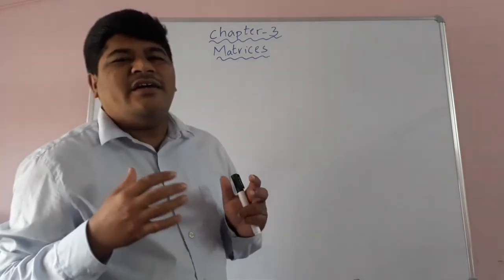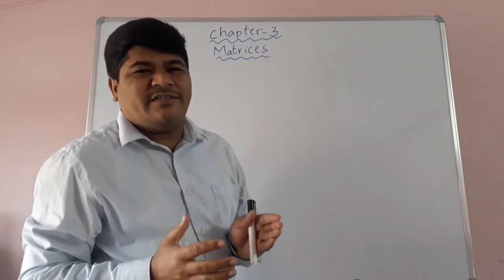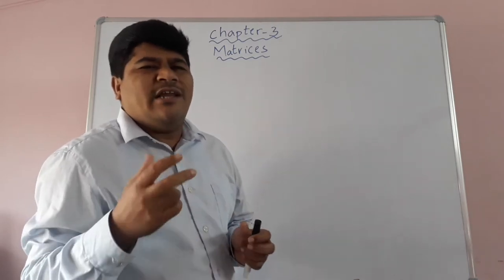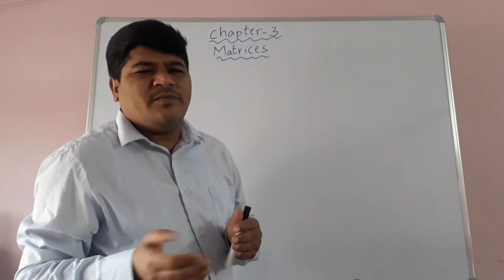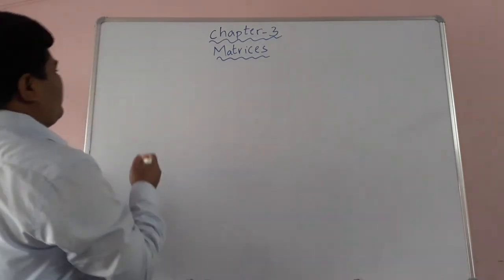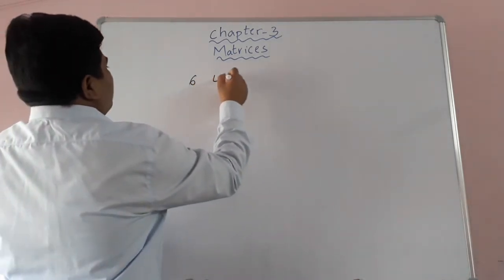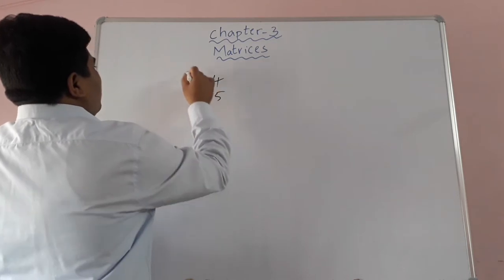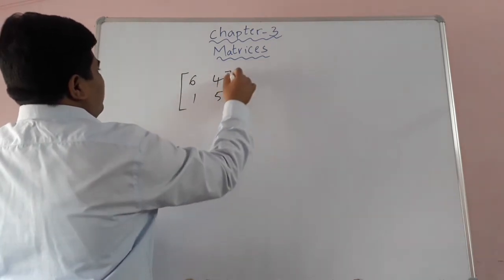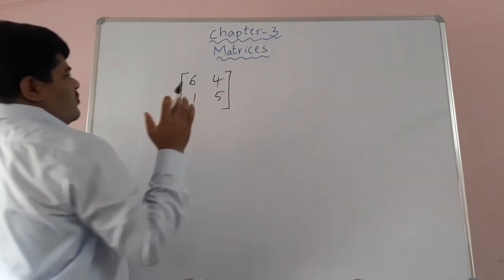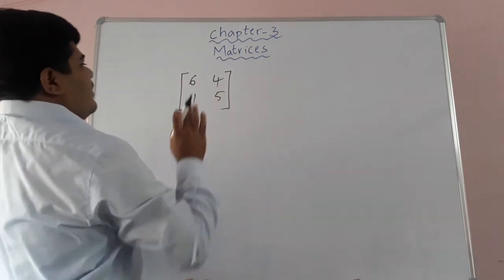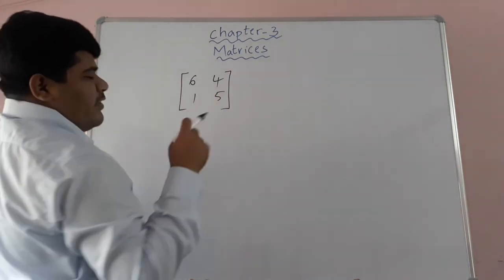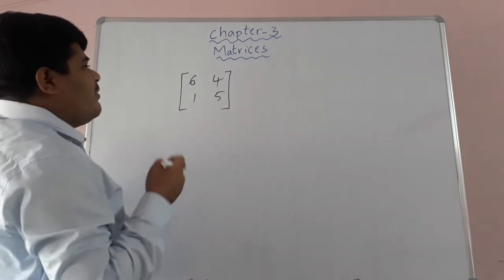An ordered rectangular array of elements is called a matrix. Children, elements means numbers or variables. Suppose we take some elements like this: 6, 4, 1, 5. We have to use square brackets, and arrange these elements inside the square brackets, children. So this is called a matrix.